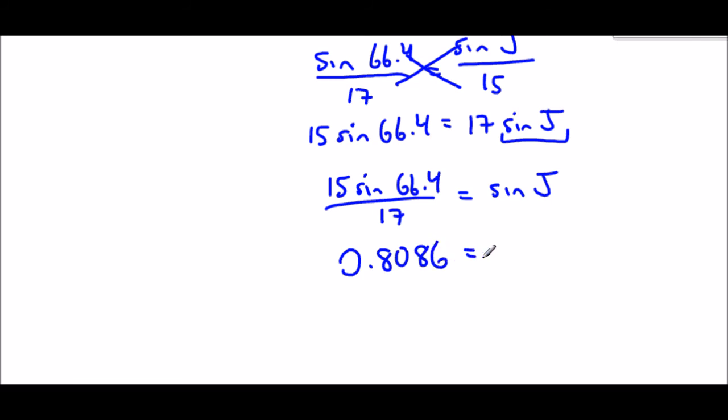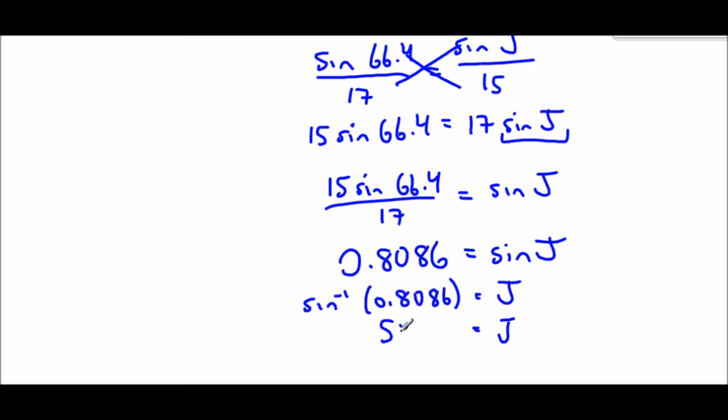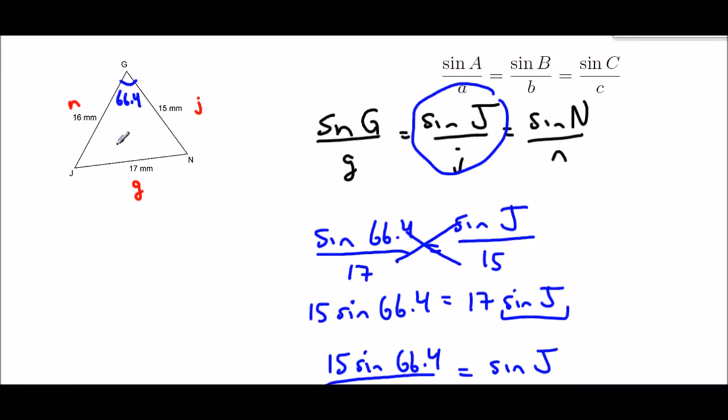So now I know that sine J is 0.8086. And now I just have to find J, which means I need to undo the sine operation, which means I do the inverse sine operation. So that will give me the value of angle J. Boom, boom. And my calculator tells me that it is 53.95. So let's say that it's 54.0 degrees.